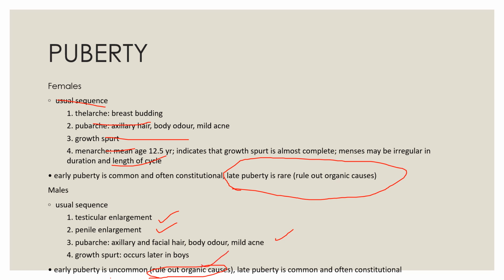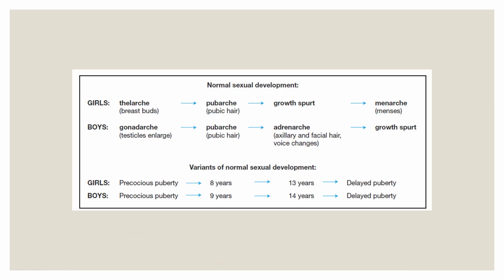So in females, it is thelarch, pubarche, growth spurt, and menarche. In males, it is testicular enlargement, penile enlargement, pubarche, and growth spurt. So girls: breast buds, pubic hair, growth spurt, and menarche. In males: testicles, gonadarche, then the penile enlargement, then pubic hair, then adrenarche or axillary and facial hair, voice changes, and growth spurt.